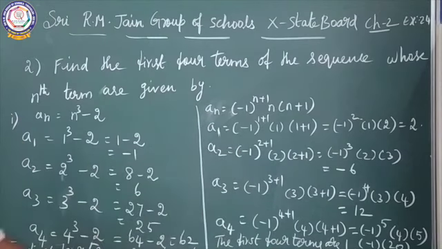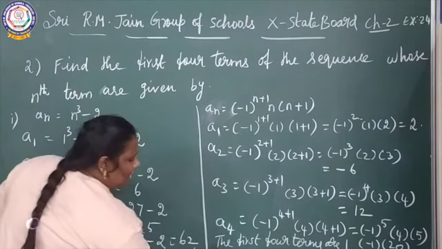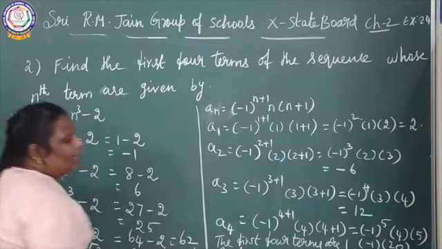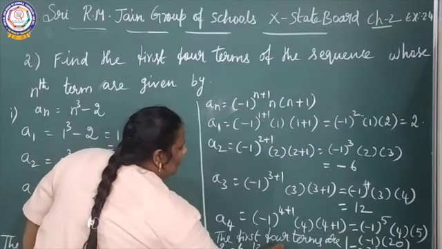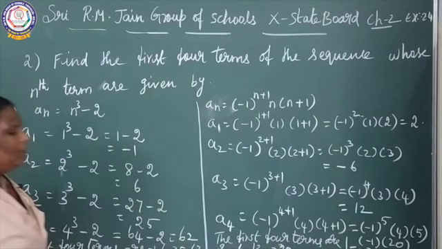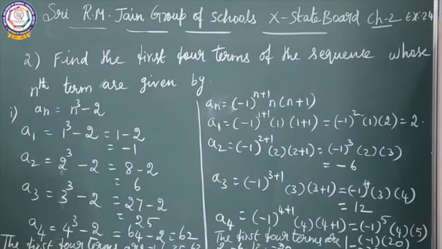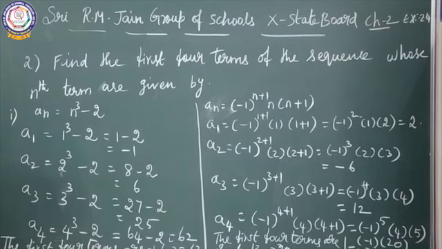So, the first 4 terms are 2 comma minus 6 comma 12 comma minus 20.